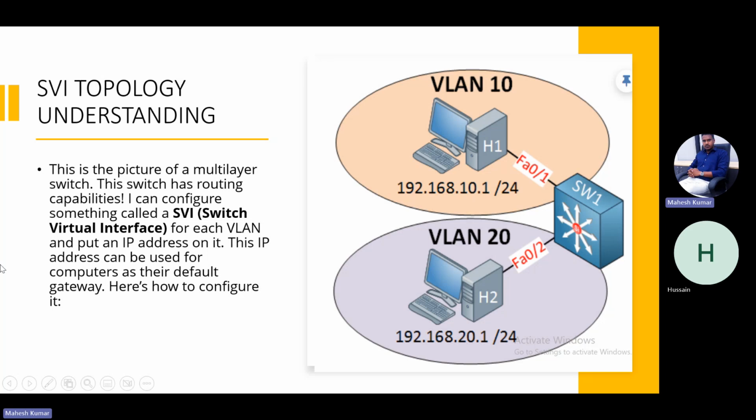So, the SVI topology: just understand this is the L3 switch, and we have ports 0/1 and 0/2, both part of different VLANs and different subnets. Like 10.1 and 20.1 means different networks. This is a picture of the multi-layer switch. This switch has routing capabilities. I can configure something called an SVI, switch virtual interface, for each VLAN, and put an IP address on it. This IP address can be used by computers as their default gateway.